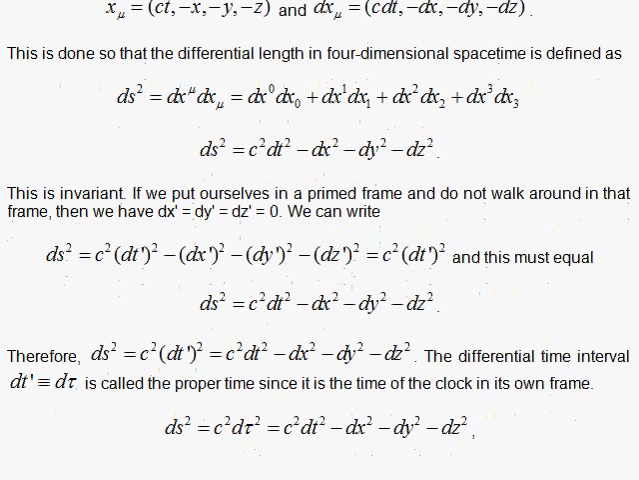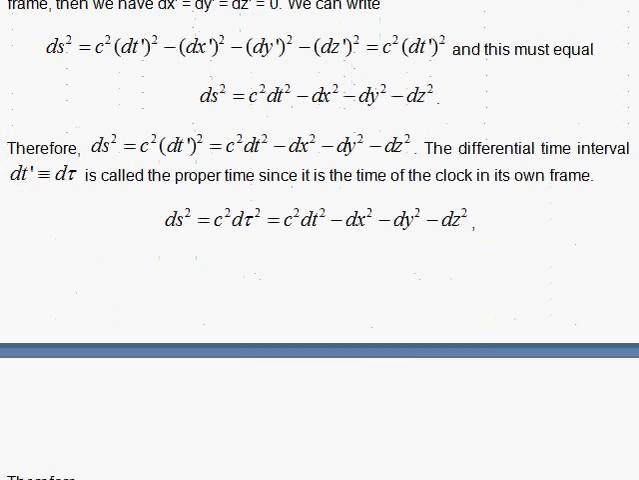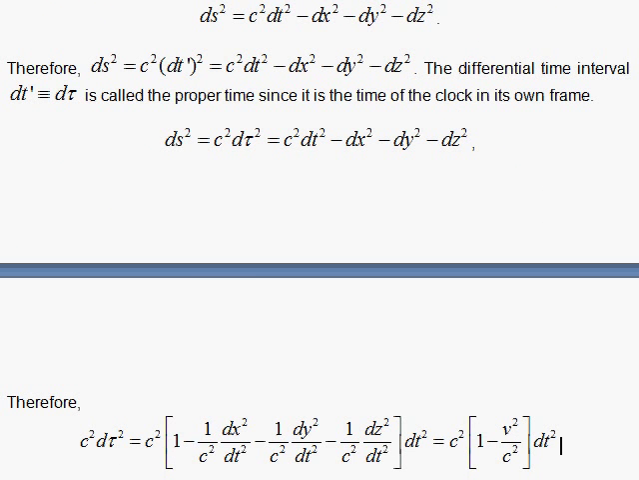And here is a nice little equation that relates the two together. So ds squared is c squared d tau squared in the frame where there's no spatial differentials. And then in general here we have the c squared dt squared minus dx squared, dy squared, dz squared. Now here's a cute little trick. Watch this. We will factor out dt squared and c squared from this right-hand side.